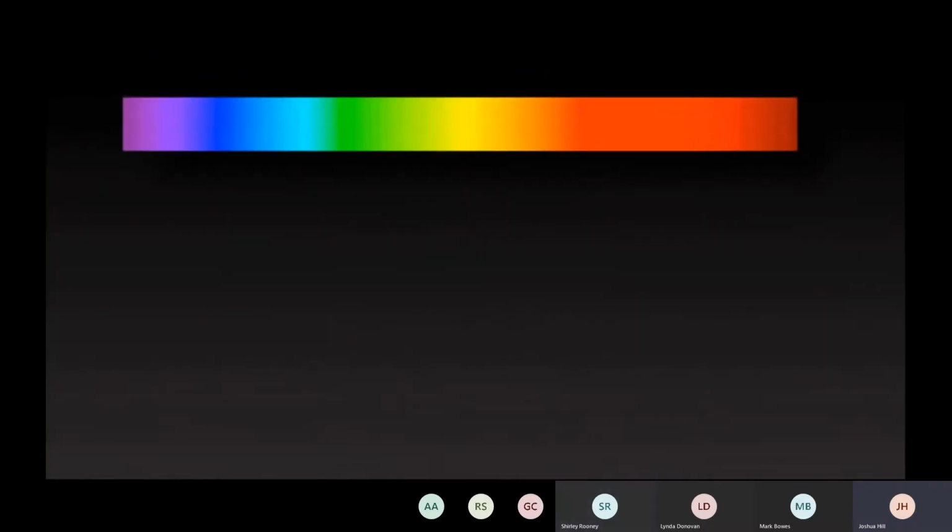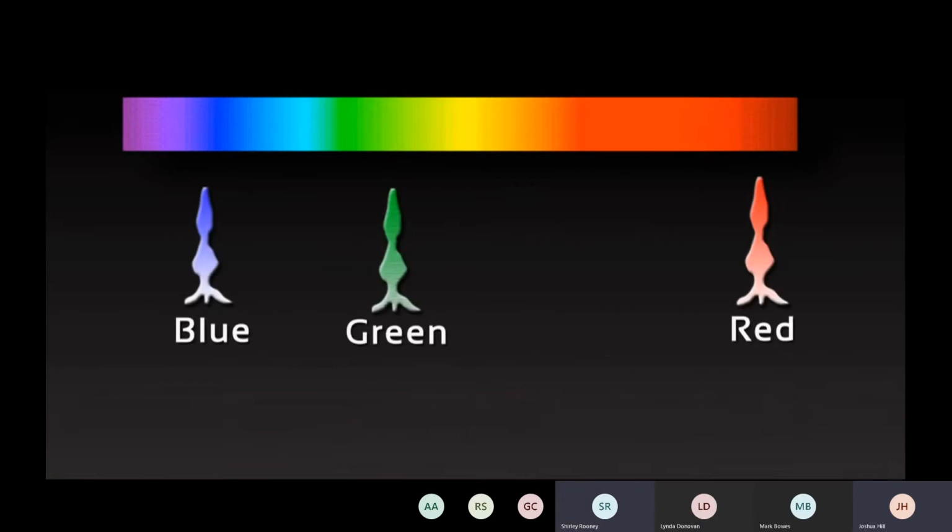Each of the 3 cone receptors has a different light-sensitive chemical that reacts to different colors of light. We have red, green, and blue sensitive cones. All the colors we see come from the mix of these cone signals.